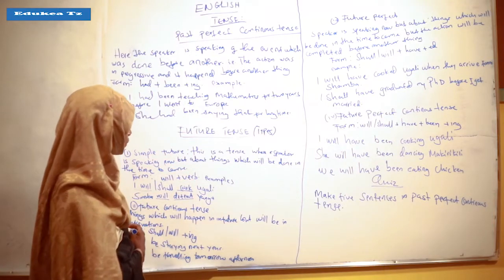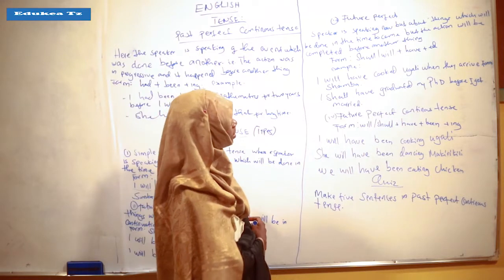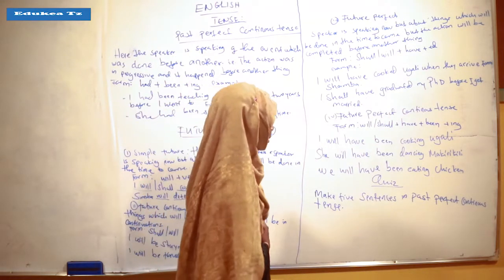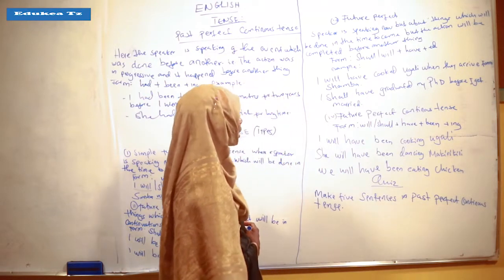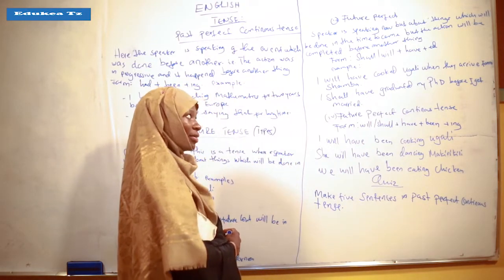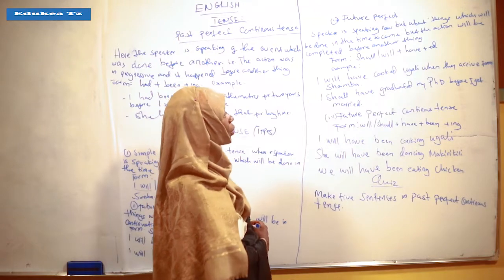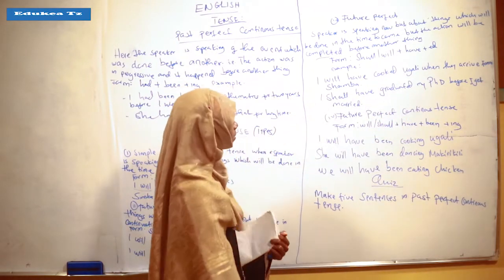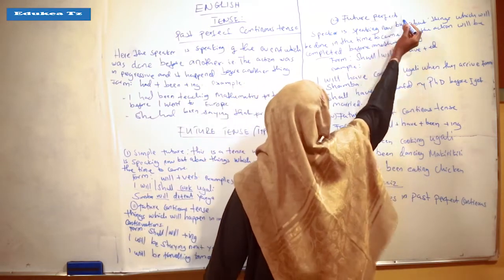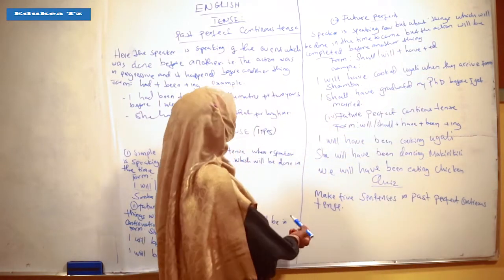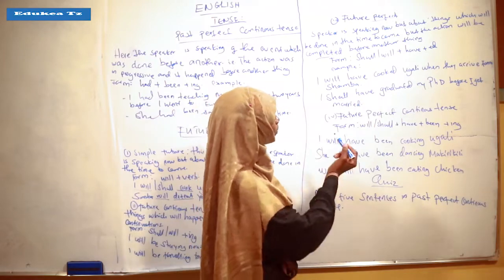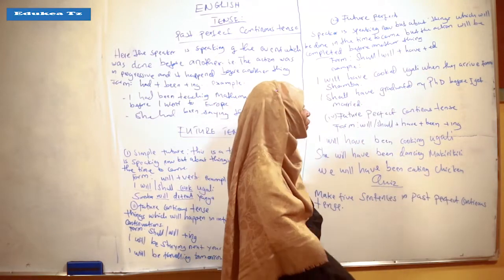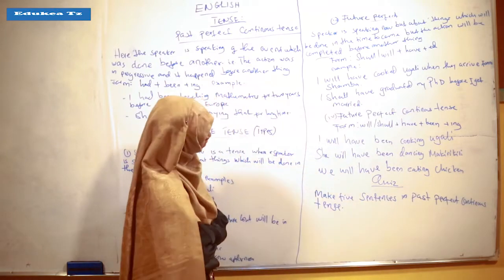The next one is future perfect. The speaker is speaking now about a thing which will be done or will happen in the time to come, but the action will be completed before another thing. That's why it is future perfect. There is perfection. The action will be completed before another thing. Another thing is the one which we call the point of reference.